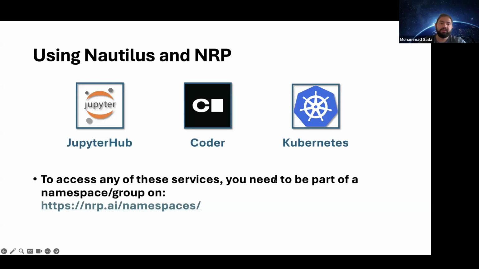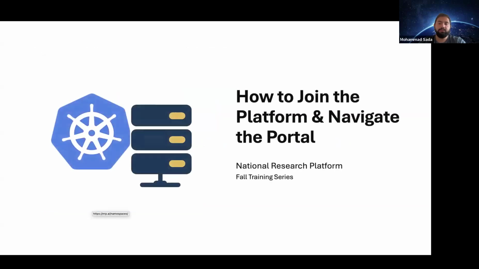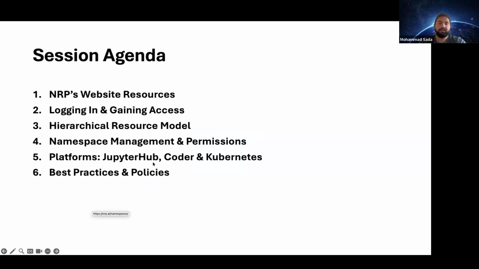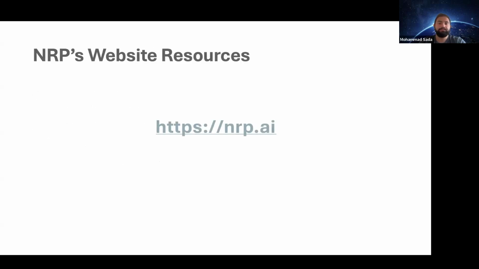Like we said in the previous session, to be able to access the main three access points, whether it's JupyterHub, Coder, or Kubernetes, you need to be part of a namespace on the cluster, on the portal. The cluster's website is nrp.ai, and it's the same web page for the portal, and that's what we're going to be showing you. To give you a little bit of an agenda on how today's going to go, we're going to show you the website, logging in, gaining access, how namespaces are organized, so the hierarchical resource model, how to manage your namespaces and permissions in it, how that leads to being able to access the cluster, and generally best practices.